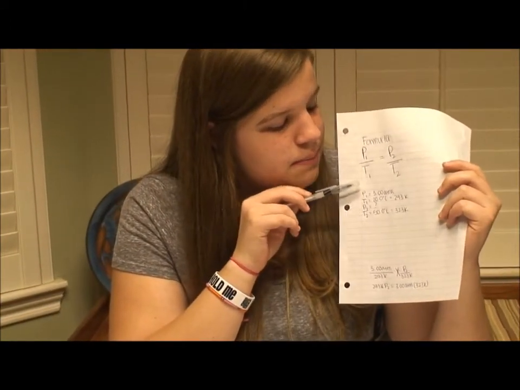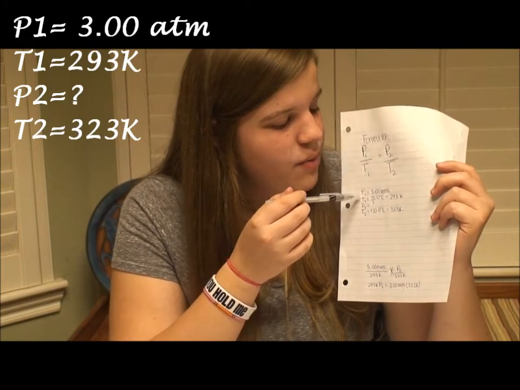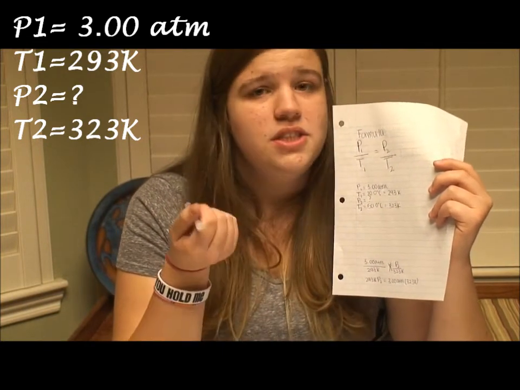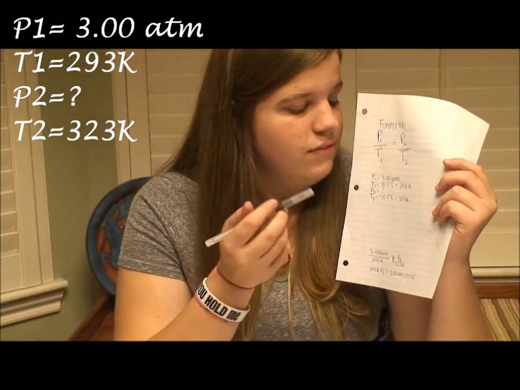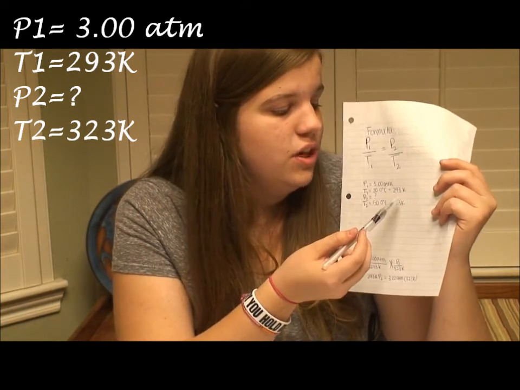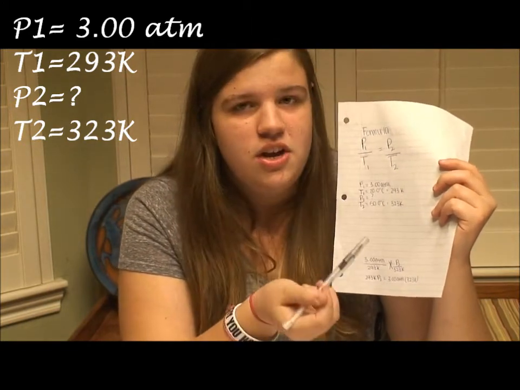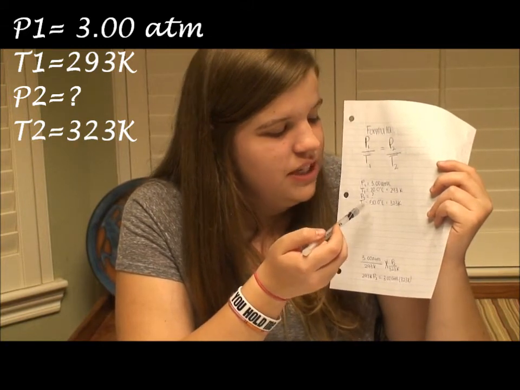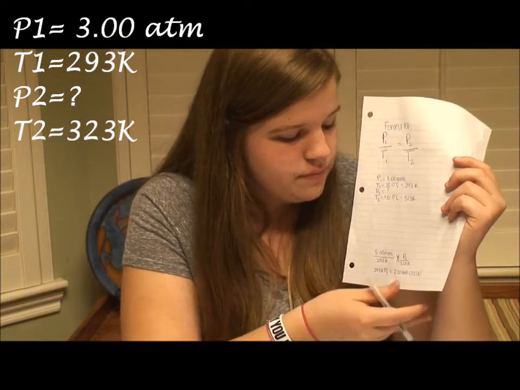So my table has P1, T1, P2, and T2. My P1 is 3 atm, and my T1 is 20 degrees Celsius. But since in Gay-Lussac's law it can't be in degrees Celsius, you have to convert it to Kelvin. So you add 273 to 20 degrees Celsius, and I got 293 Kelvin. Then I have my P2, which is unknown because we're trying to solve that, and my T2, which is 50 degrees Celsius, and after I convert it to Kelvin, I have 323 Kelvin.